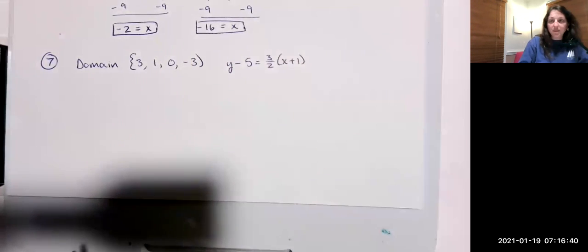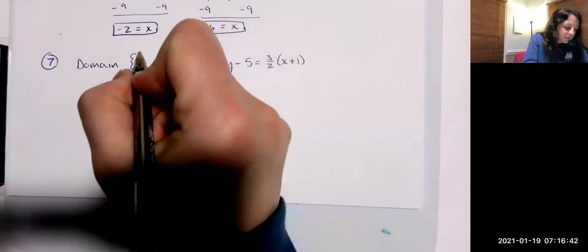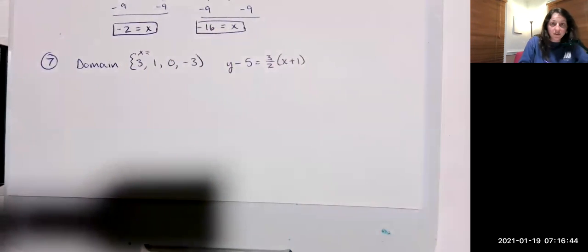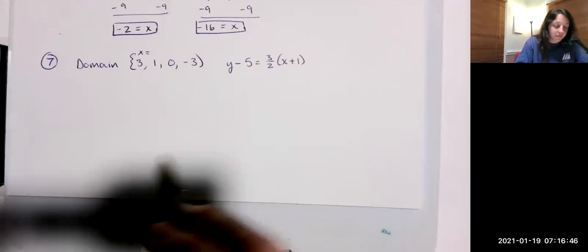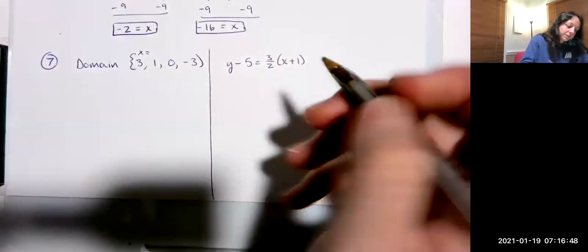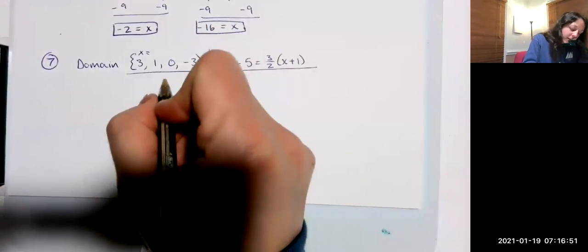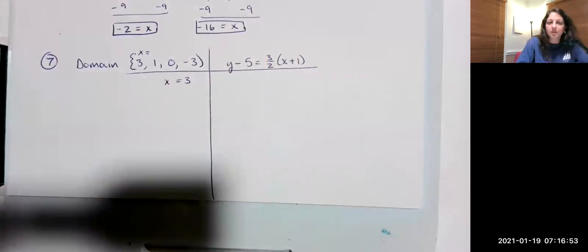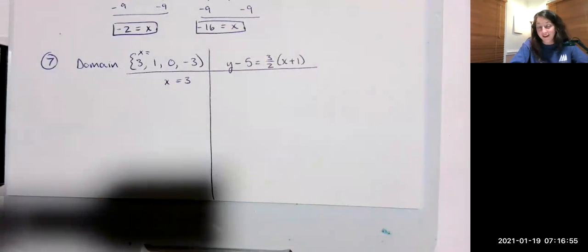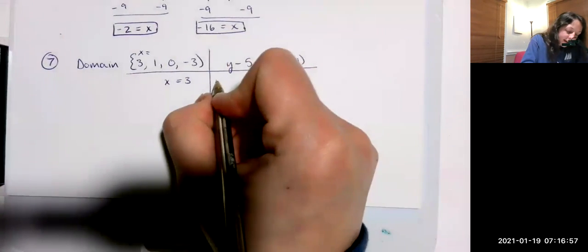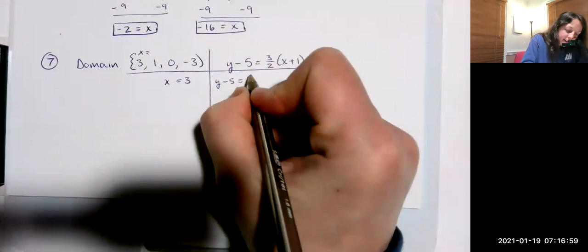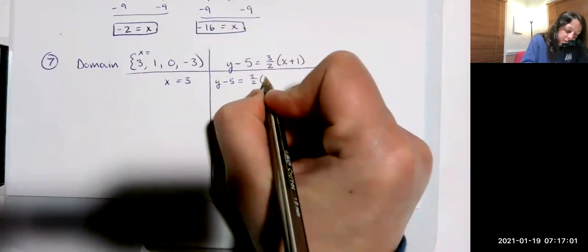So basically, I'm going to make a t-table. These are all my x values, and they're going to go in here. So when x equals 3, and I'm going to run out of room real quickly here, guys, so be patient. I'll have y minus 5 equals 3 over 2 times 3 plus 1.